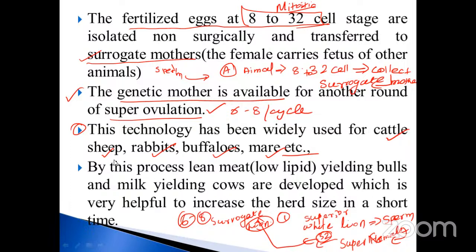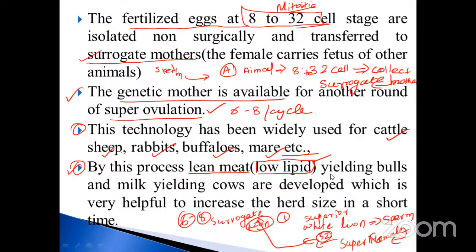Just like that, we can do it for any other animals, for example sheep, rabbit, buffalo, mare, etc. And another one, by this process, less meat. Less meat means what? Some of the animals contain more fat. But when you use this type of technology, what happens? Lean meat. Lean meat means the muscle is there, but low fat. Take an example, rabbit or sheep. It is lean meat with low lipid, so it will not affect the human body.